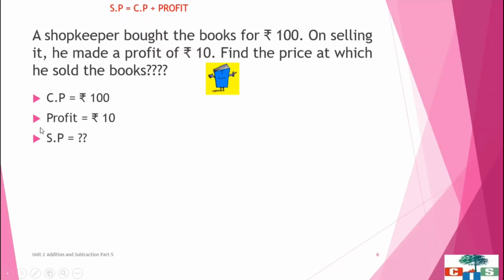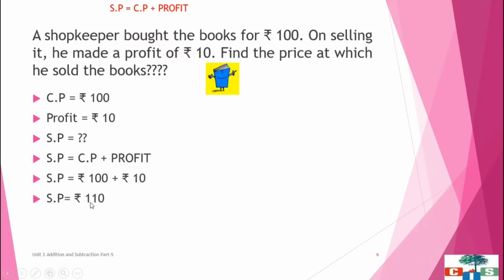So what is the formula for finding selling price when cost price and profit is given? So see, selling price is equal to cost price plus profit. We need to add cost price and profit to get the selling price. So selling price is equal to cost price plus profit, that is rupees 100 plus rupees 10, which is equal to rupees 110. So the selling price of the books is equal to 110. It means the shopkeeper sold the books for rupees 110. Okay.